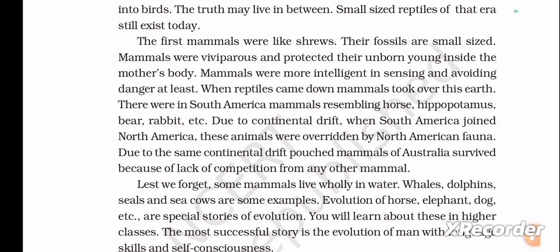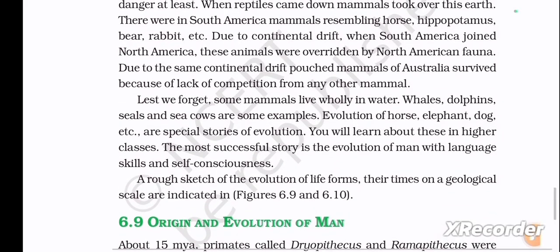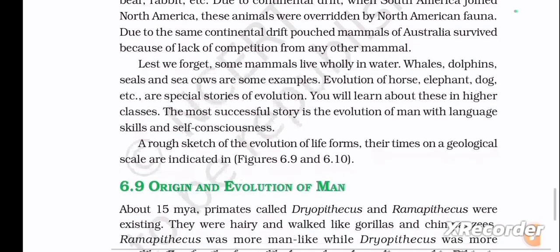There were, in South America, mammals resembling horse, hippopotamus, bear, rabbit, etc. Due to continental drift, when South America joined North America, these animals were overridden by North American fauna. Due to the same continental drift, pouched mammals of Australia survived because of lack of competition from any other mammal.